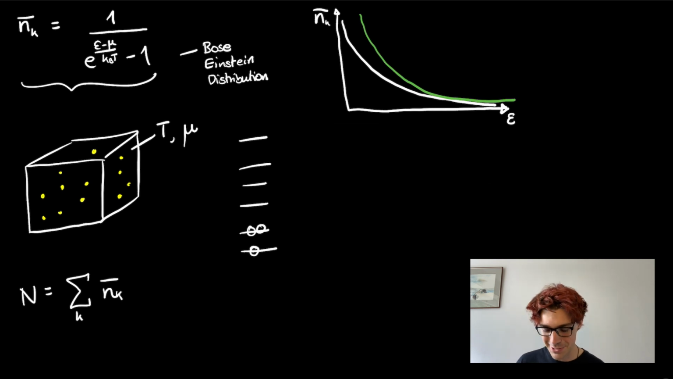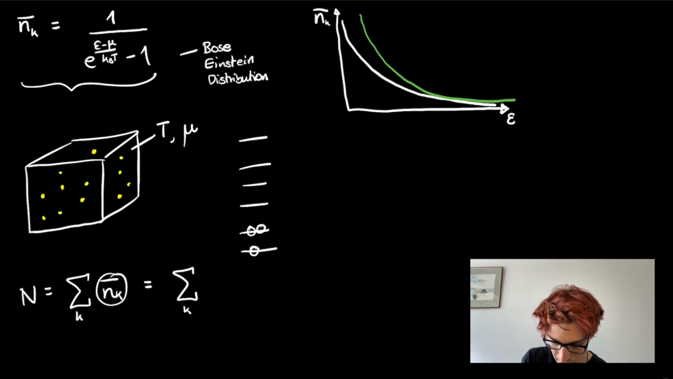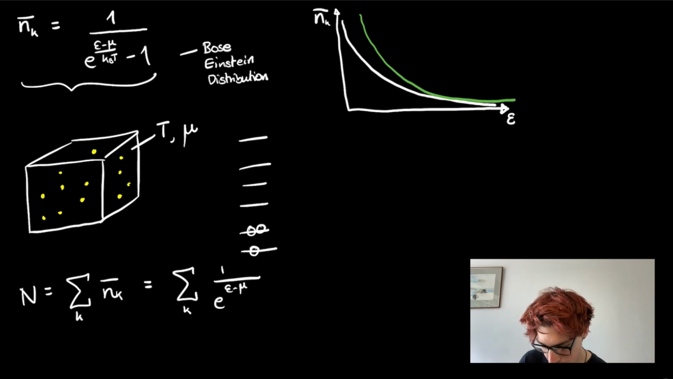Of course, it's going to fluctuate because no particle is going to stay in its particular state. It's not going to be in the same state all the time, but each state is going to have an average number of particles occupying it. And if we sum over all these average occupancies, then we obtain the total number of particles in the gas. So what are we going to do? We're going to sum over the states, and the average occupancy is just the Bose-Einstein distribution, 1 over e to the (epsilon minus mu) over kBT, minus 1.